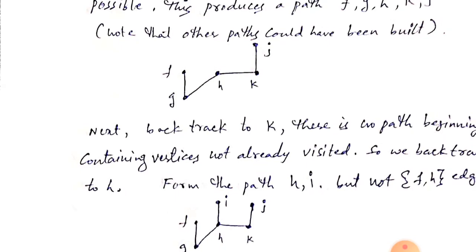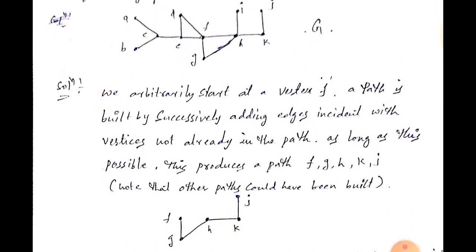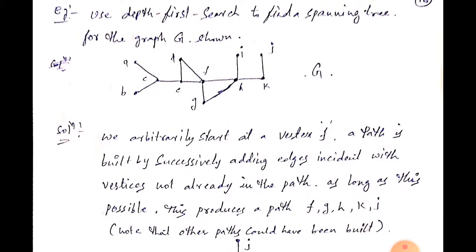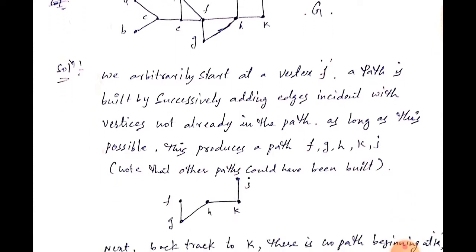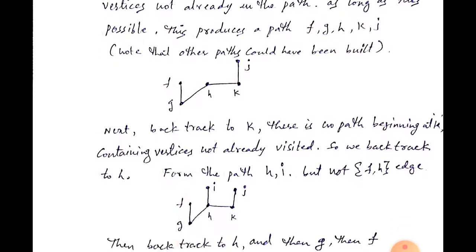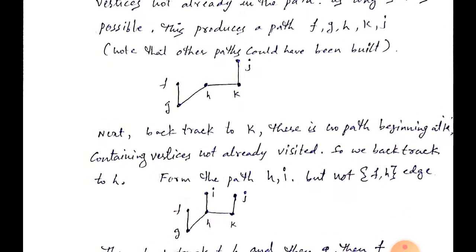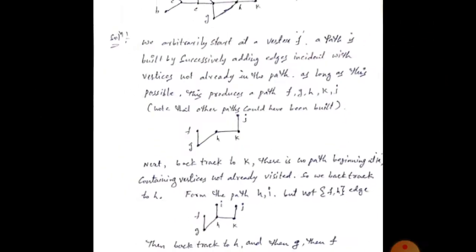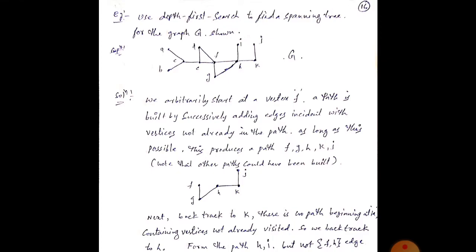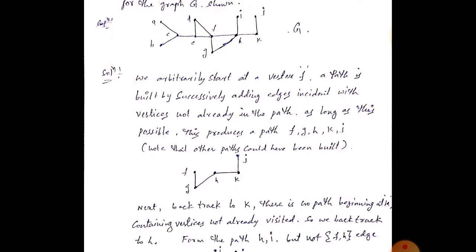Then we are now at the vertex J. There is no path from J to other vertices to visit. Observe here, we have not visited all vertices, so we have to move back. From J we backtrack to K. Now there is no path beginning at K, so no other path is available there. Then again we will go back to H.